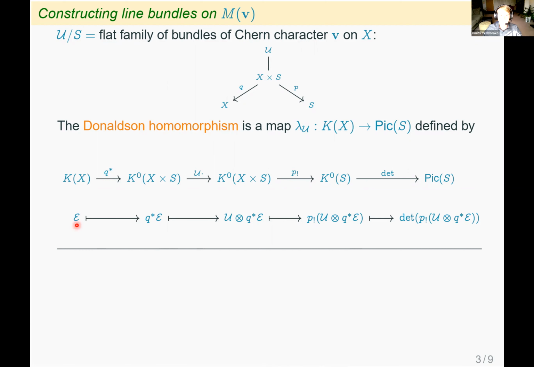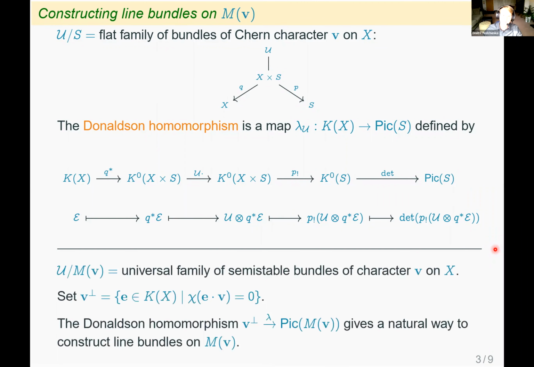You take an element in the K group of X, let's say you take a vector bundle E, you pull it back to the product along Q, then you tensor it with the family of bundles U, and then you push it down to the base space S. You'll have something in the K group of S, and then you just take the determinant, and this way you'll get the line bundle. Ideally, what we want to do is apply this construction to a universal family of semi-stable bundles on our moduli space. If it exists, that is; if it doesn't exist, then somehow still perform a similar construction.